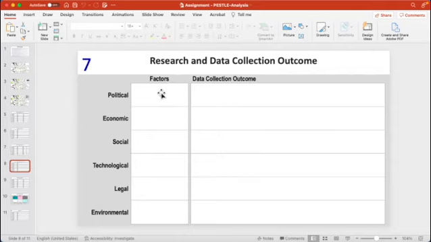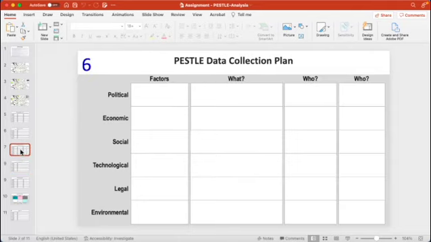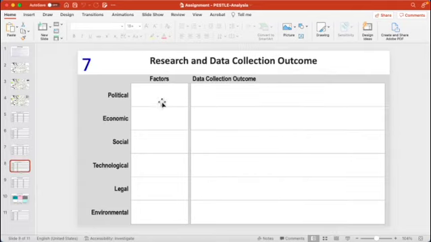Then for slide number 8, research and data collection. Here you are going to do some research from the beginning, what you are going to collect, and then you do some collections. And now you are going to write about the critical factors and what the data collection outcome is. So for politics, I gave you the example of liberals, we're going to have an election in June. So we're going to look into whether we have been asking questions of the population about which party they are going to vote for.